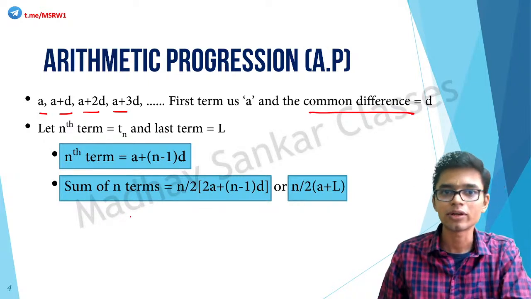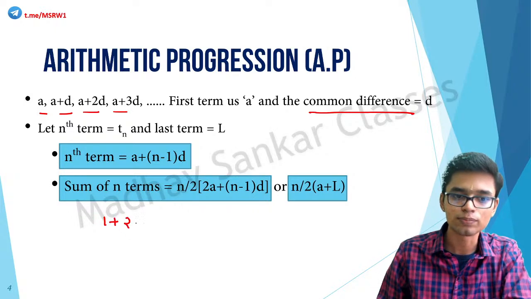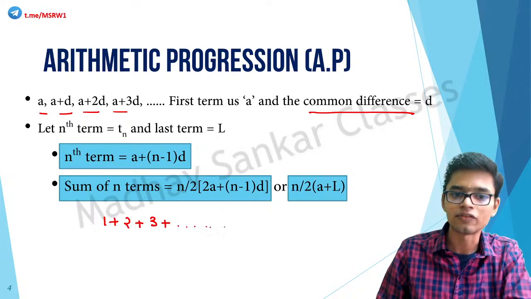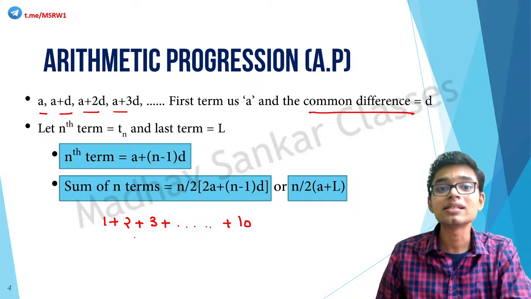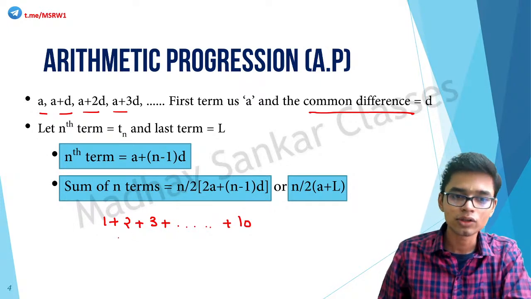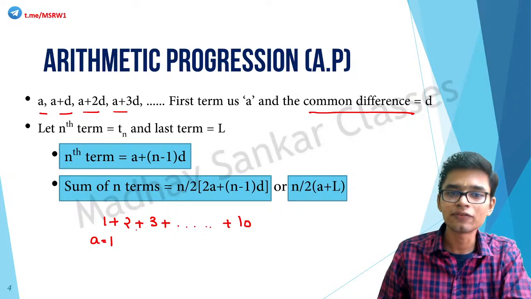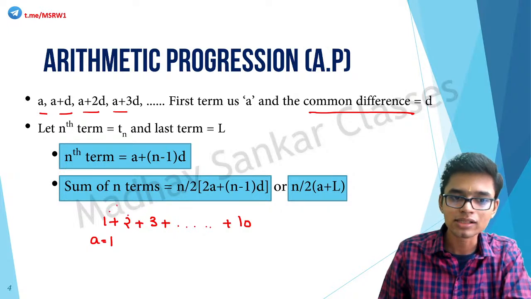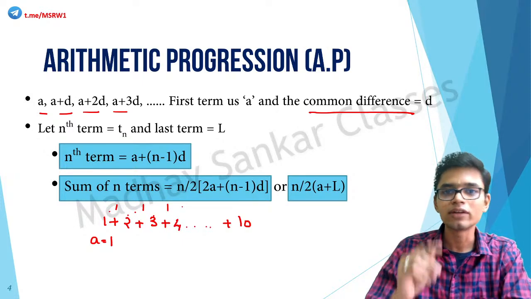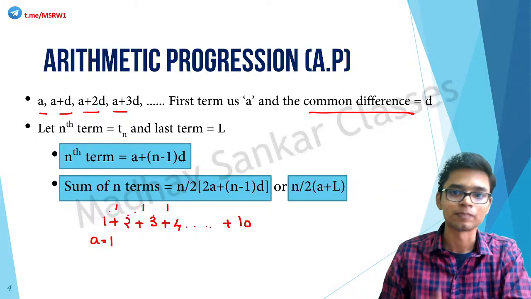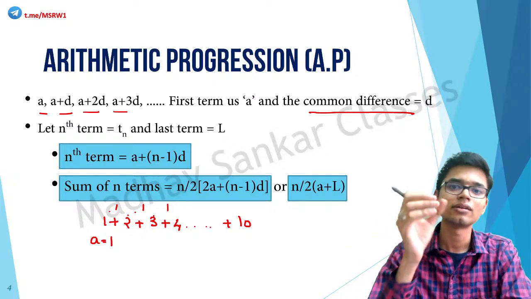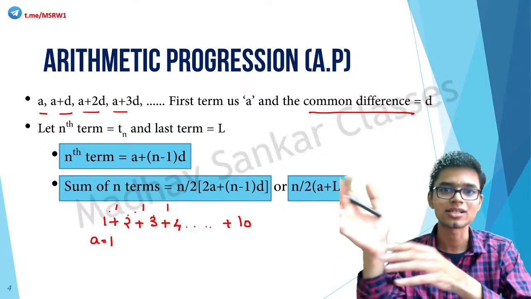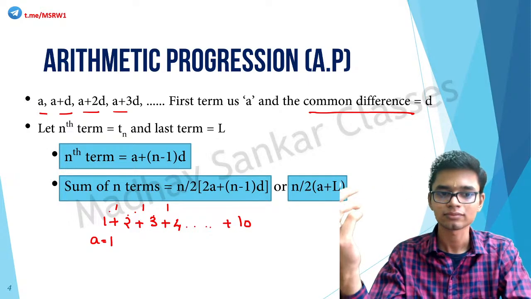Let me give you an example. We will take the same series, 1 plus 2 plus 3 and so on, all the way up to 10. This is an arithmetic progression. Why? Because the first term here is 1, so a is equal to 1. What is the common difference? 2 minus 1 is 1, 3 minus 2 is 1, and 4 minus 3 is 1. So the difference between adjacent terms is the same. That is why it is known as common difference. In an arithmetic progression, the difference between adjacent terms will always remain constant. Such a series is known as arithmetic progression.